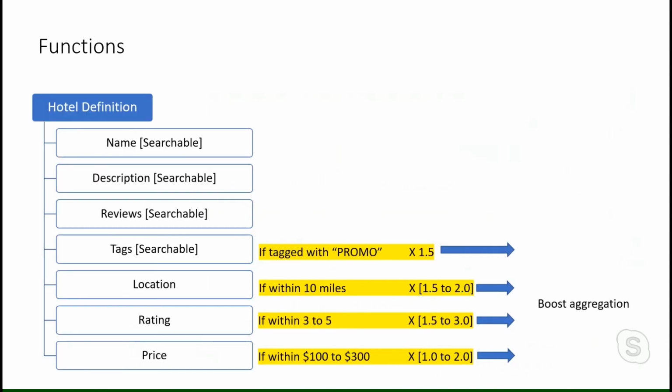So how this works here in the example, to go back to the hotel example. Maybe the specific document that we're calculating the score for is tagged as a promo. So we're going to multiply the score by 1.5. Maybe it's within the 10-mile range that you established in your scoring profile. So we're going to use the interpolation function to get a specific boosting value from 1.5 to 2, again defined by the user. We aggregate all those values to get the final boosting score, and that's what we're going to be using to calculate the similarity value for that specific document.